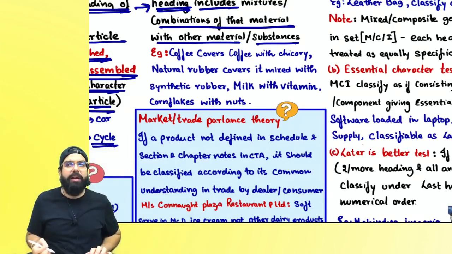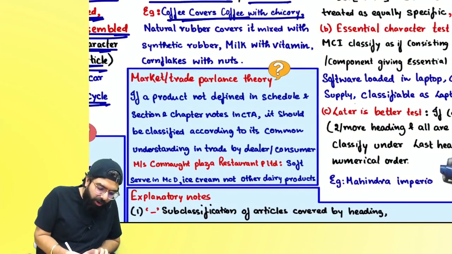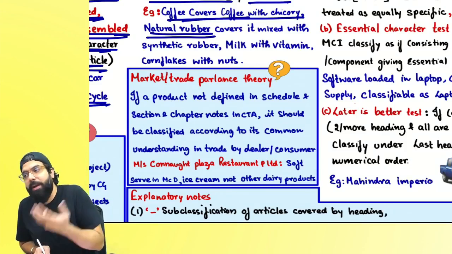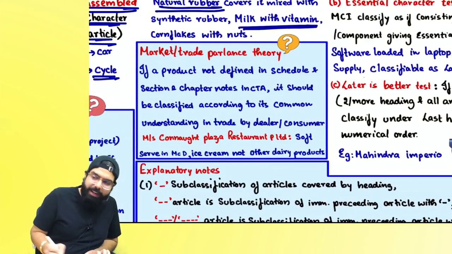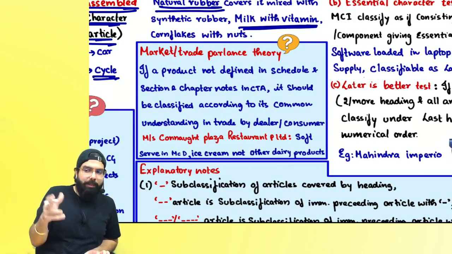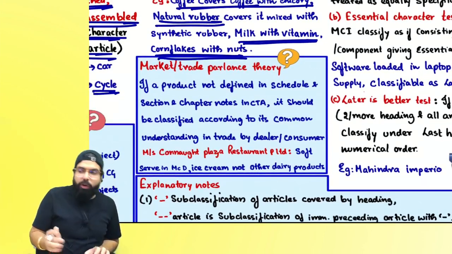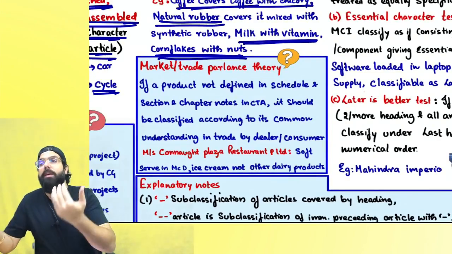Right everyone? For example, the heading of coffee includes coffee and coffee mixed with chicory also. The heading of natural rubber will include natural rubber and also natural rubber mixed with synthetic rubber. Milk with vitamins will include milk also and milk with vitamins also. Cornflakes includes cornflakes with nuts also.